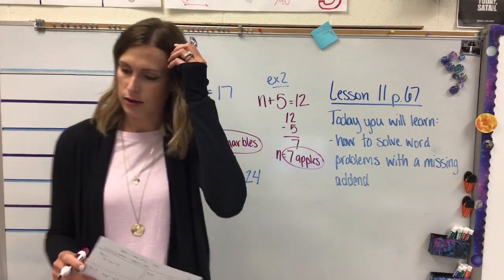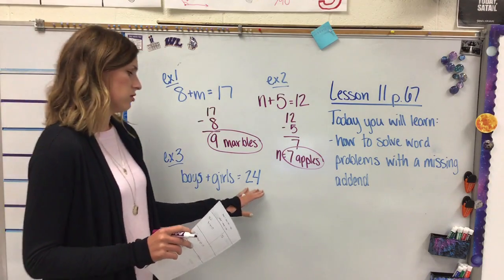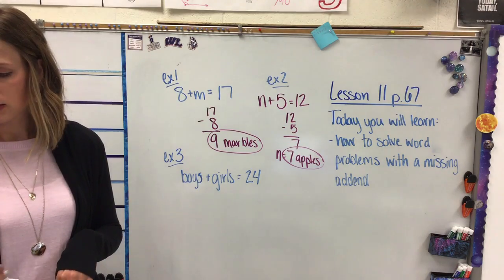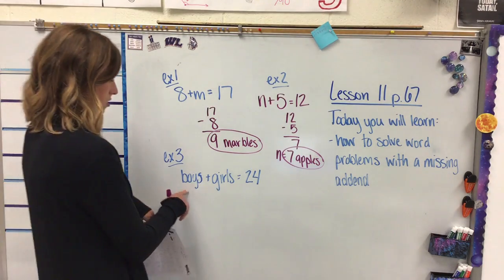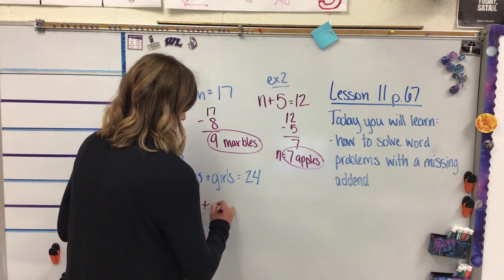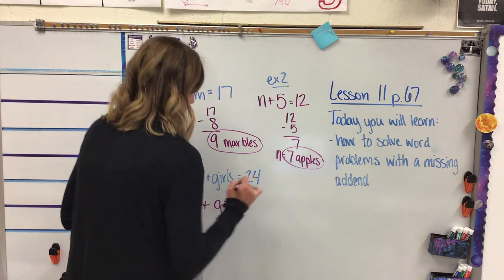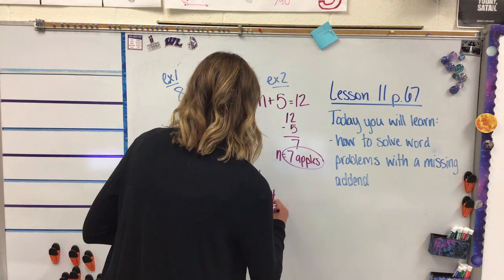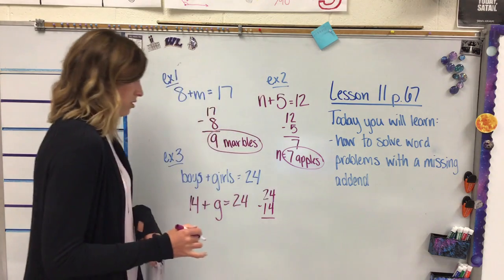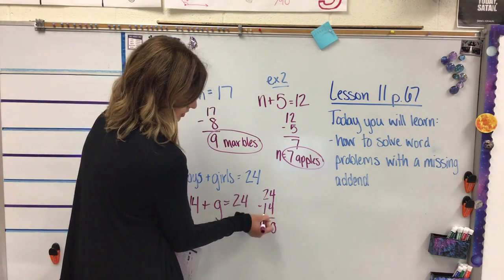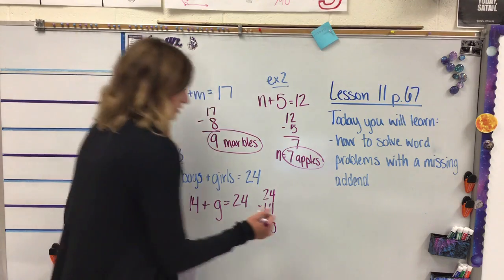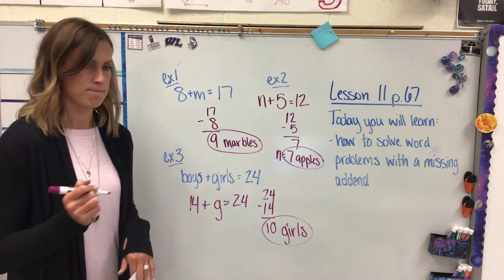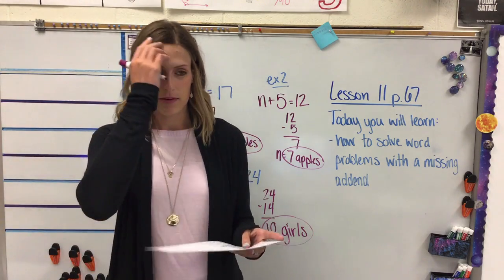Example 3 says there are 24 students in the whole class. Notice the whole class is 24. If there are 14 boys, how many girls are there? So 14 boys plus the girls equals 24. Missing number in addition sentence. To find the answer, let's subtract. 24 minus 14. 4 minus 4 is 0. 2 minus 1 is 1. So we know there are 10 girls. All right. Excellent. That's all of our examples for today.